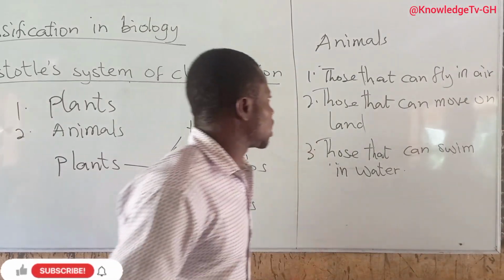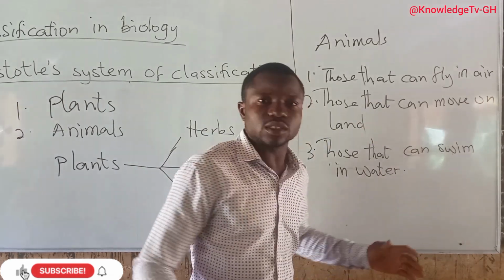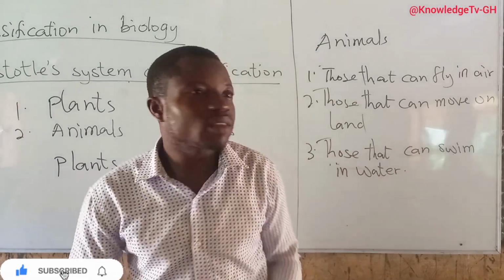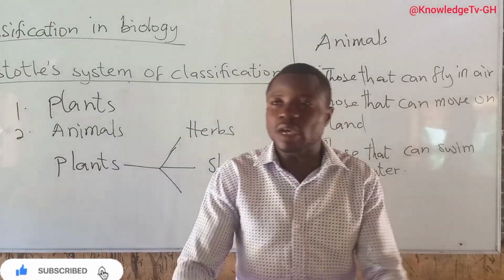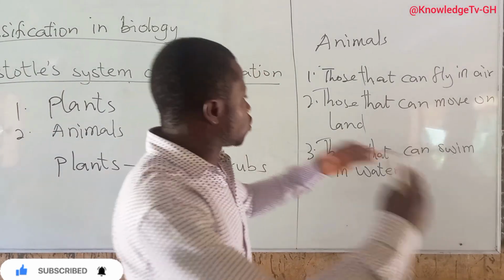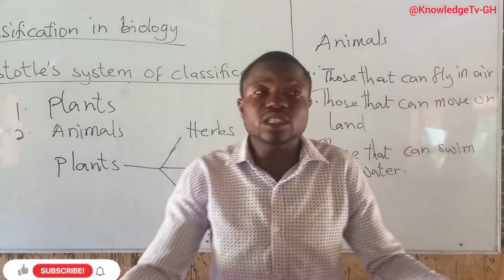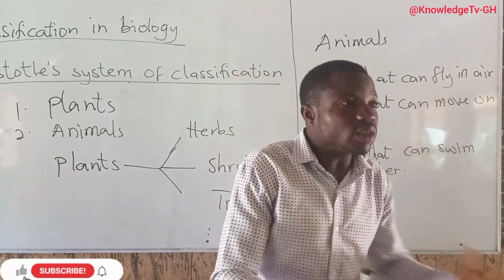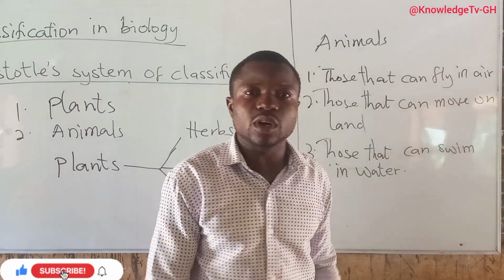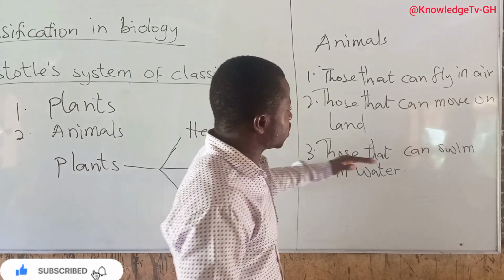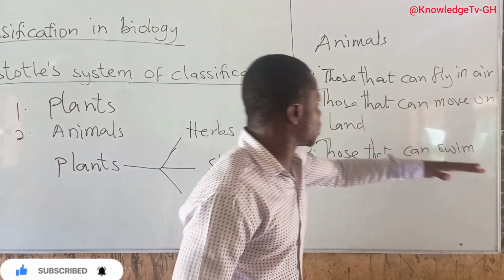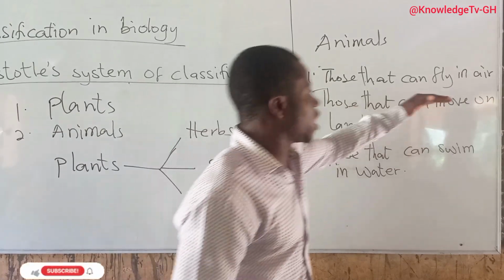The second group is those that can move on land. For example, lions move on land. Human beings move on land. Tigers move on land. So he put them also into one group. The last group is those that can swim in water. For example, fishes swim in water. Sea turtles swim in water. So we put them all into groups: those that can swim in water, those that can move on land, and those that can fly in air.